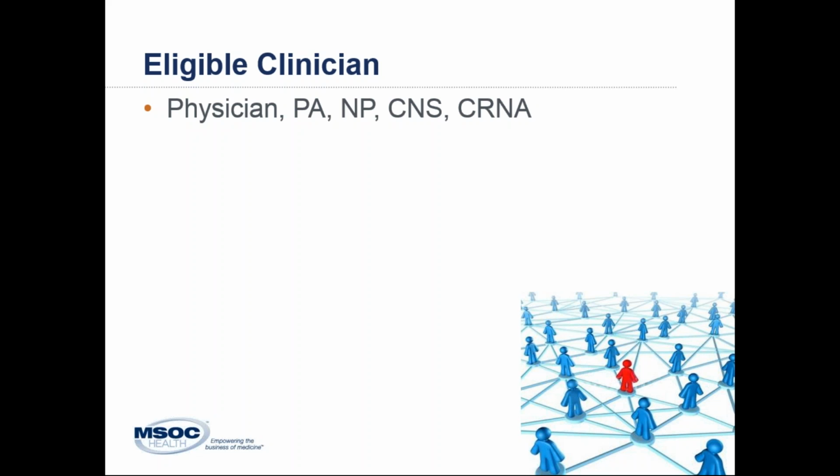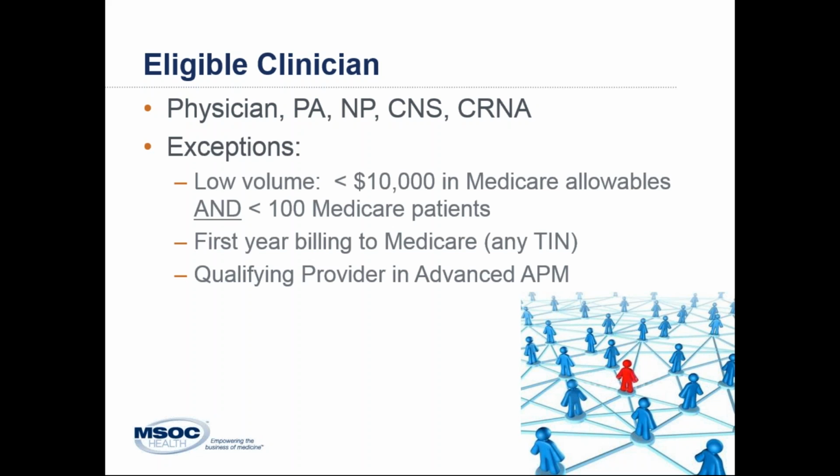So you've got a little bit of time to get started, and those providers will be paid just the standard allowable rate. There are a couple of exceptions. A provider who does a low volume of Medicare patients is excluded from the program and would be paid the standard allowable amount. CMS proposes to define low volume as less than $10,000 in Medicare allowables for the year and less than 100 Medicare patients for the year. So a few providers may be excluded for that.